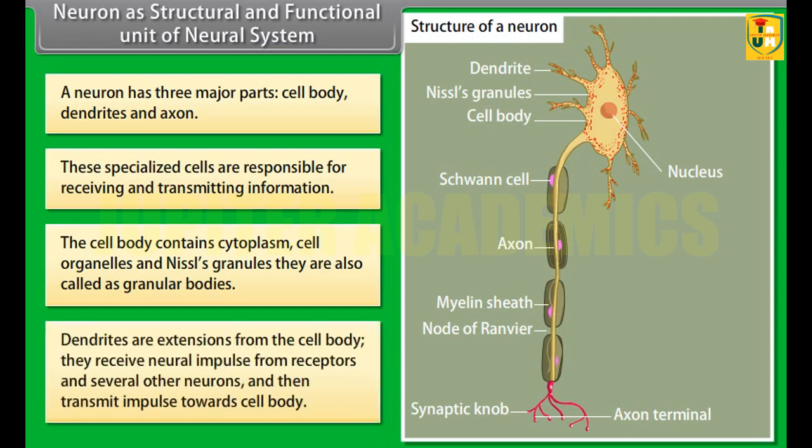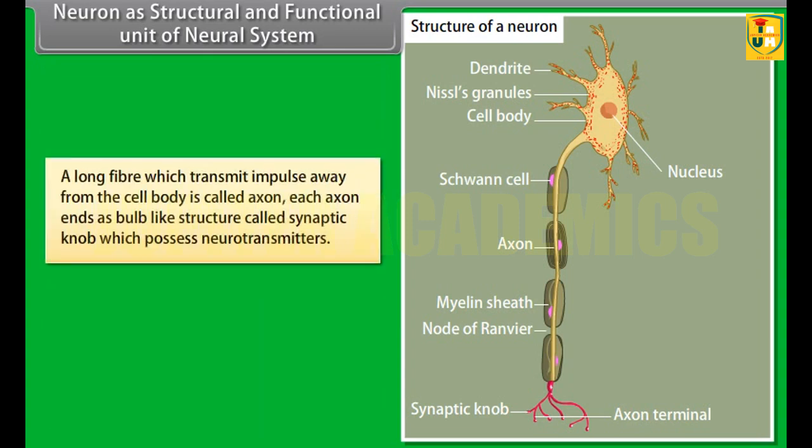Dendrites are extensions from the cell body. They receive neural impulses from receptors and several other neurons and then transmit the impulse towards the cell body. A long fiber which transmits impulses away from the cell body is called the axon. Each axon ends as a bulb-like structure called the synaptic knob, which possesses neurotransmitters.